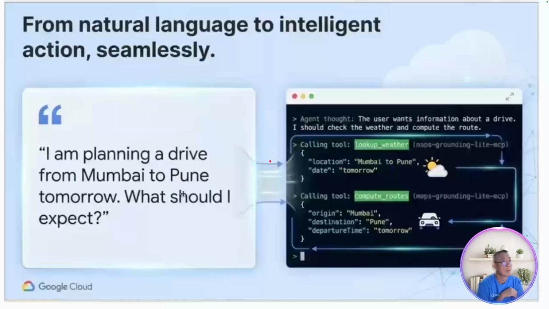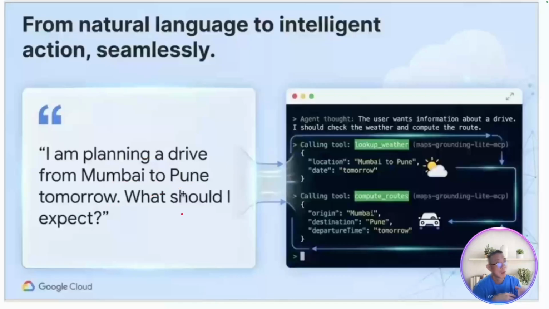Okay, so once you have connected to your Google Map MCP, what can you do? Remember just now I told you in Google Map there are three tools. One is compute route, another one is look for weather, another one is places. So for example, if I were to ask in my Gemini CLI, I'm planning to drive from Mumbai to Pune tomorrow. What should I expect?